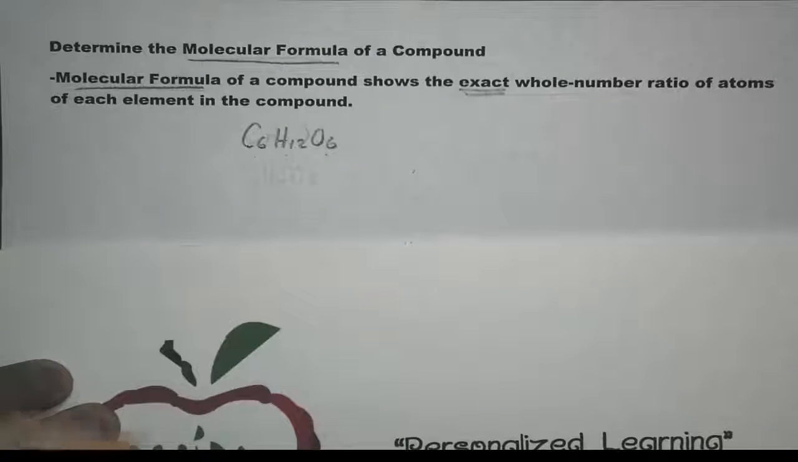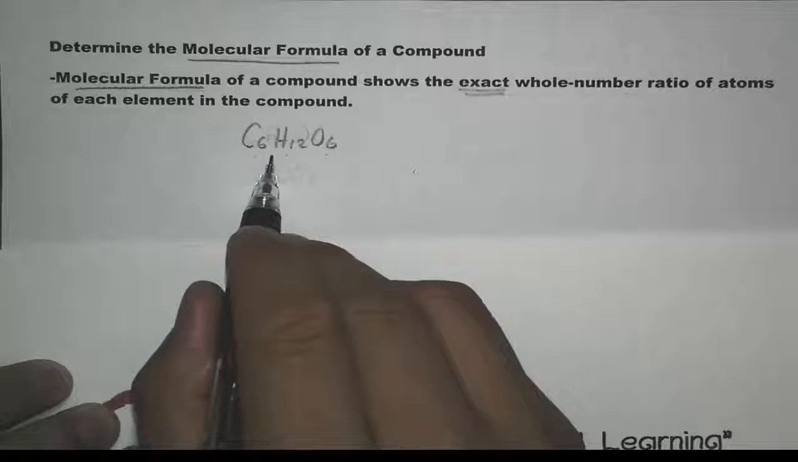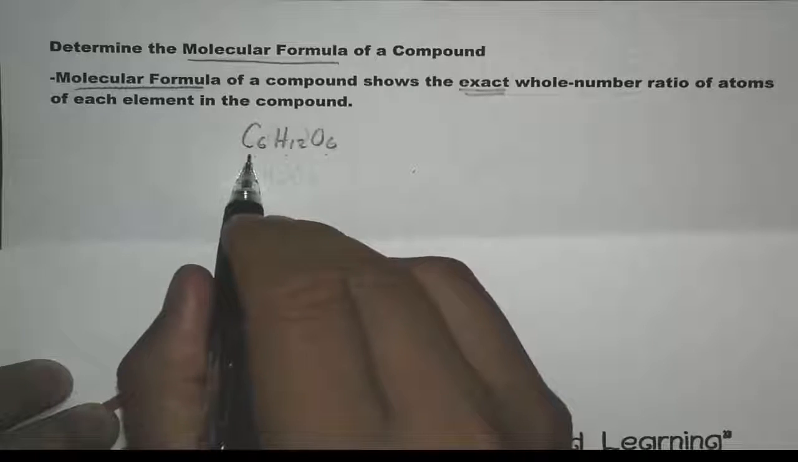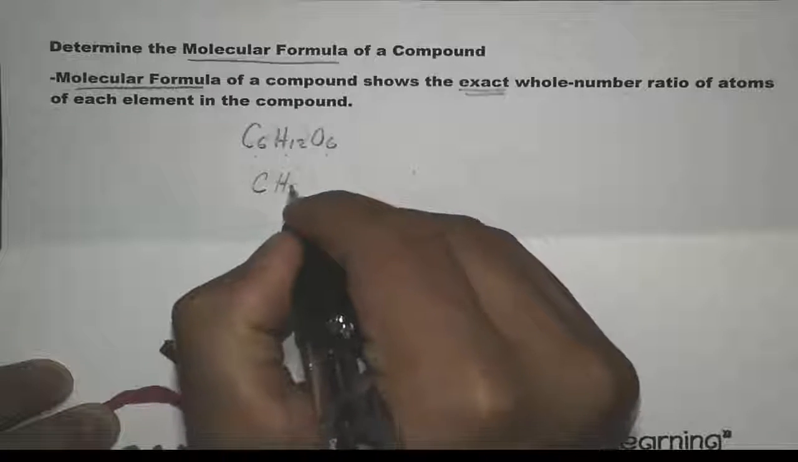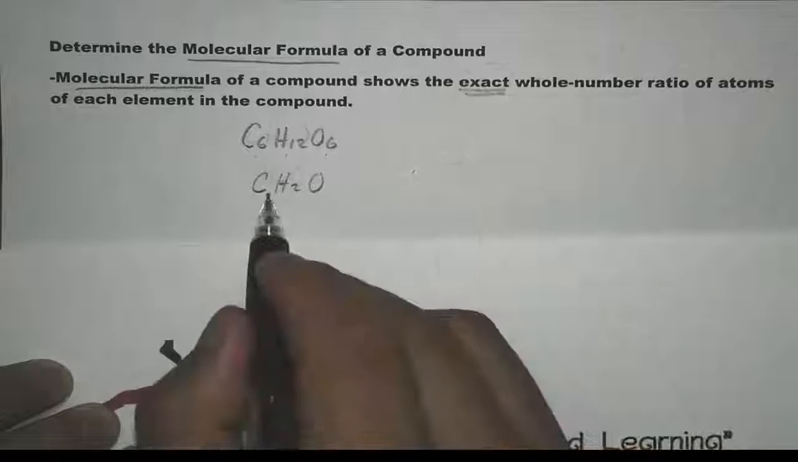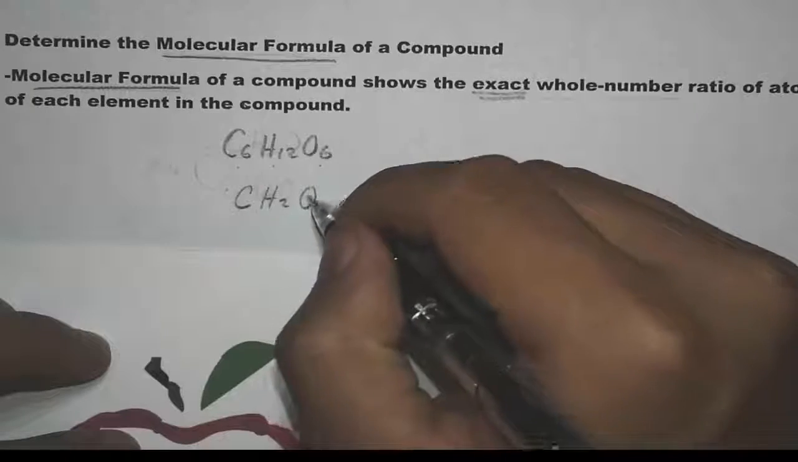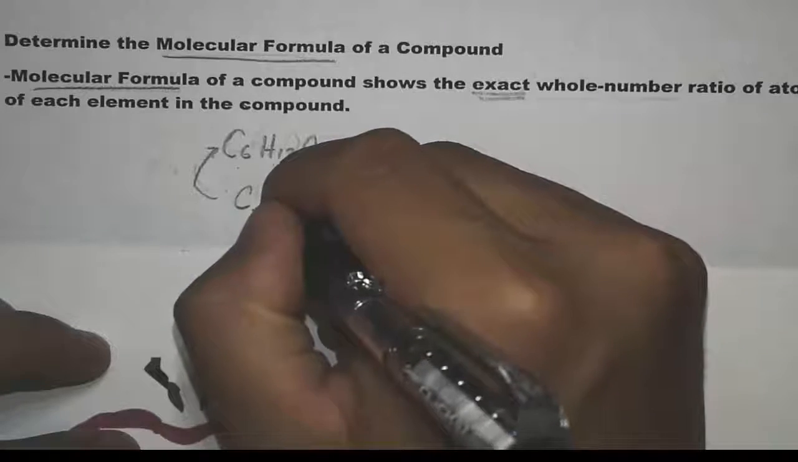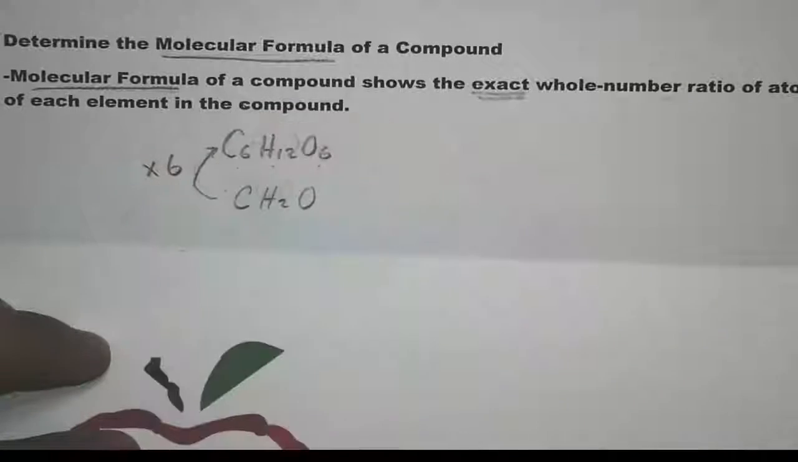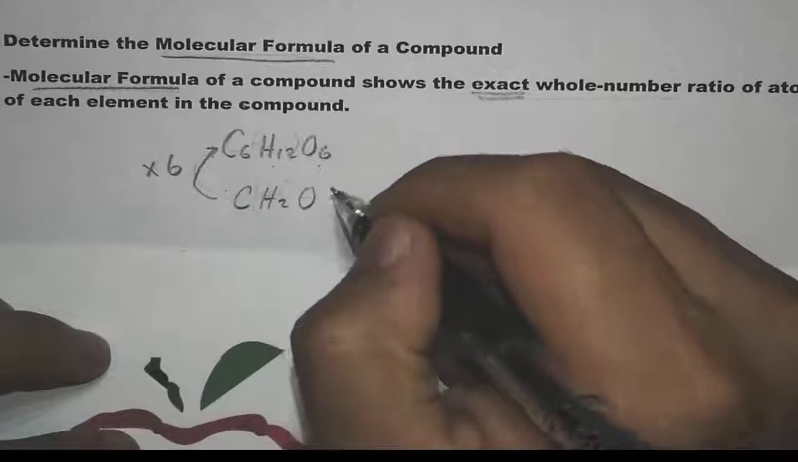But then in the last video, we talked about a formula called empirical. That is, we can simplify this. If we divide all the subscripts by 6, that would give us 1 carbon, 2 hydrogen, and 1 oxygen, CH2O. And we call this chemical formula the empirical formula. If we look at the empirical and the molecular formula, their relationship in this case is that the subscripts of the empirical formula are multiplied by 6. So 1 times 6 gives you 6, 2 times 6 gives you 12, and 1 times 6 gives you 6 oxygen.